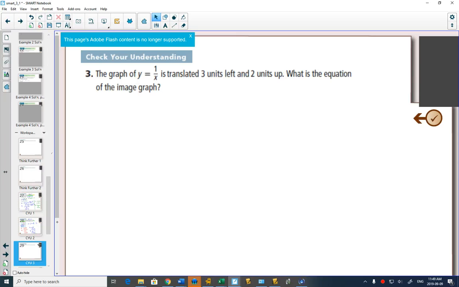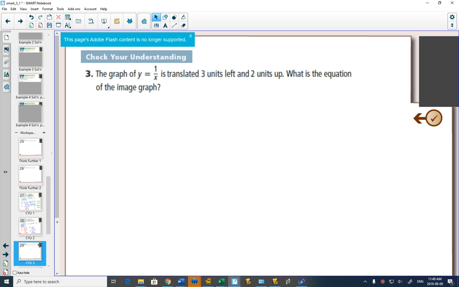In example 3, it says the graph of y equals 1 over x is translated 3 units left and 2 units up. What is the equation of the image graph? Notice this one doesn't say what is the equation in terms of x. Notice the original equation does not have function notation. So in this case, we're going to do an explicit equation.